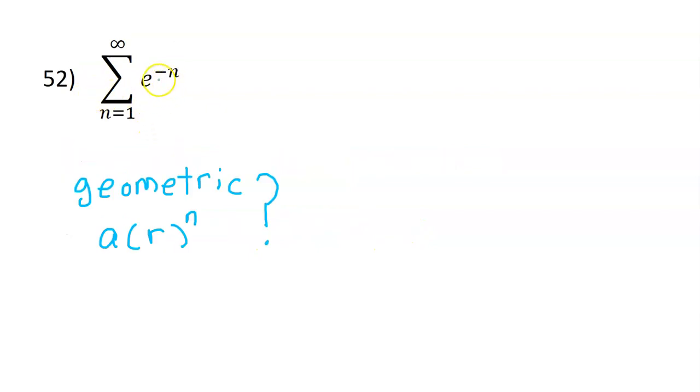If we rewrite the expression for number 52 a little, we can more easily see that this is a geometric series. Let's rewrite this in the form a times r to the n. First, if we take n outside of parentheses, we have e to the negative 1 to the n power. Of course, e to the negative 1 is the same as 1 over e. This is now clearly a geometric series, so let's use the geometric series test.